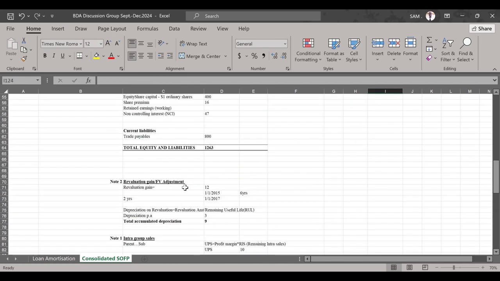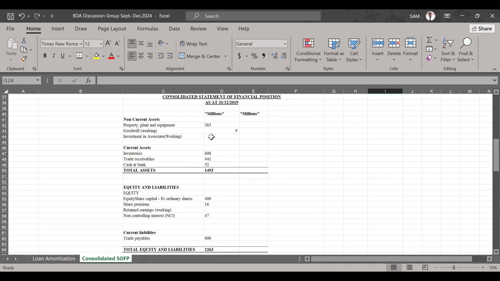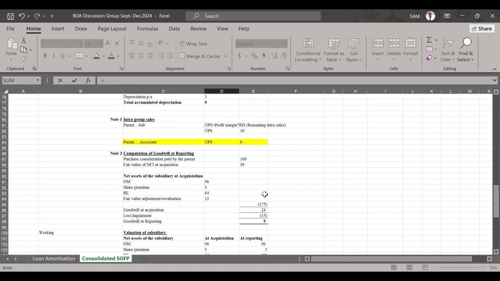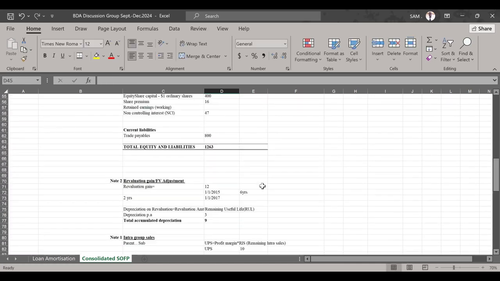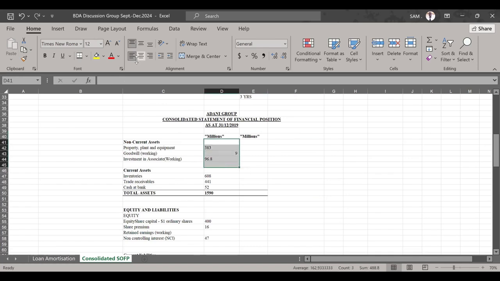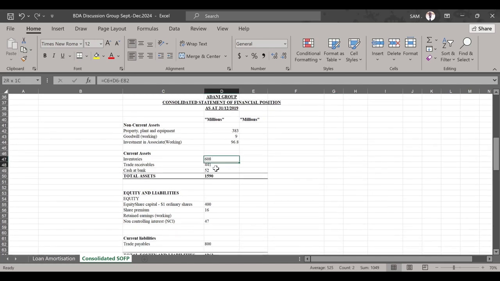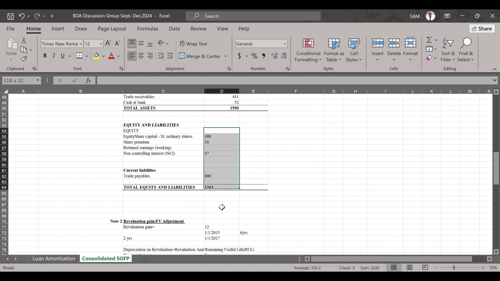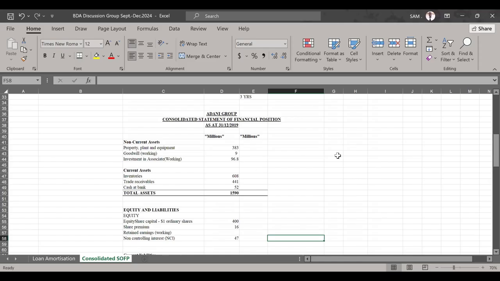So I will come here and put it in very fast. Where is the investment in associate? Here. So I will just refer to it, 96.8. There you go. I don't know why this alignment is not okay. Let me just put it there. There is no problem at all. I just like them being aligned on the same line so that we do not have tattered workings.